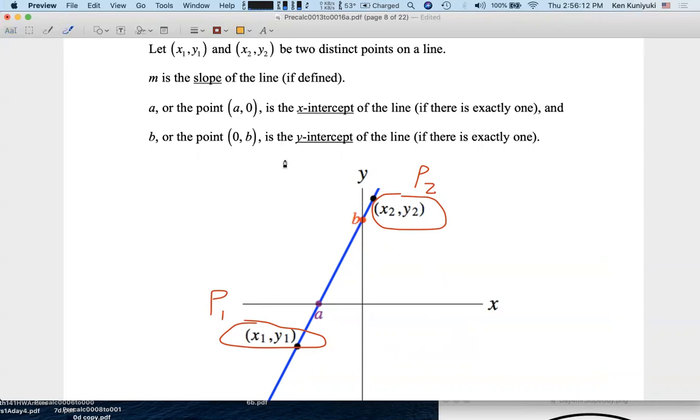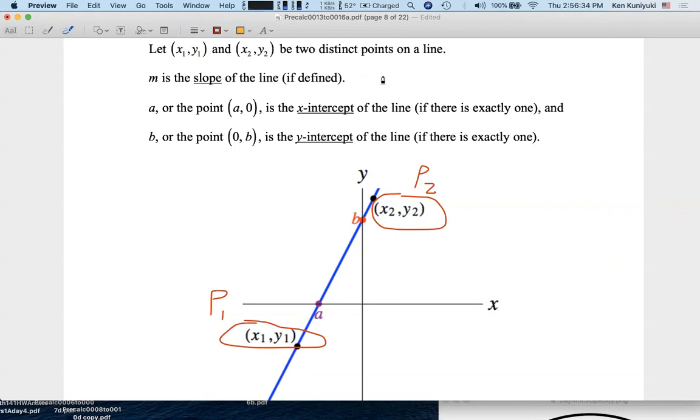Now, an important number, an important parameter for this line is the slope, denoted by m, if it is defined. Try to remember what kind of lines have undefined slopes. And remember, slope is what over what. We're going to talk about that next.